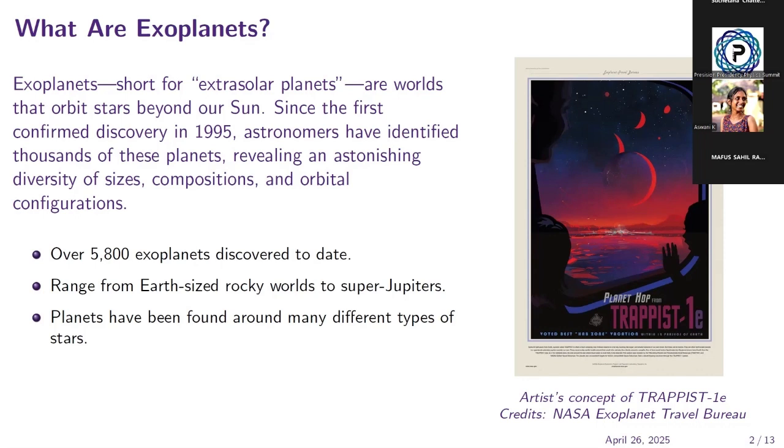Till today, over 5,800 exoplanets have been discovered. Unlike the planets in our solar system, they range vastly. There are lava worlds. There are even planets which are entirely diamond. Also, there are planets which have been found around all different types of stars, starting from M dwarfs to even O-type stars.